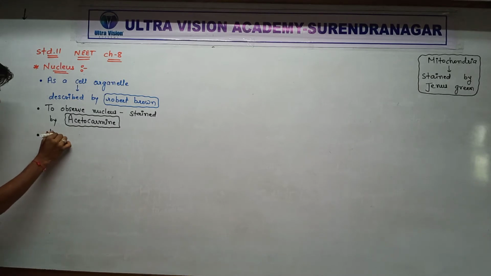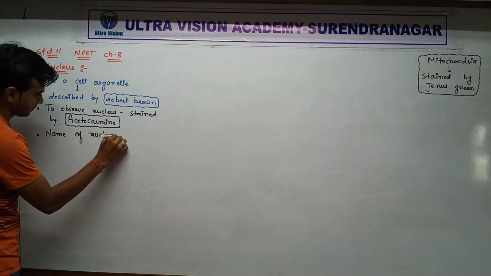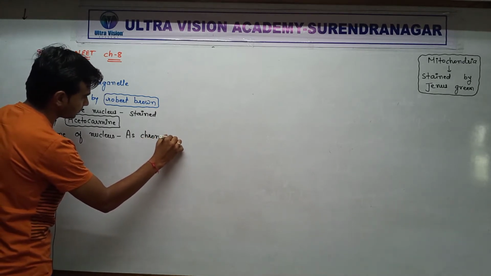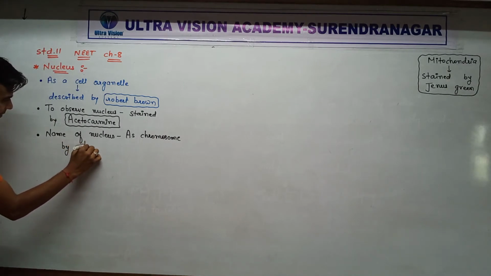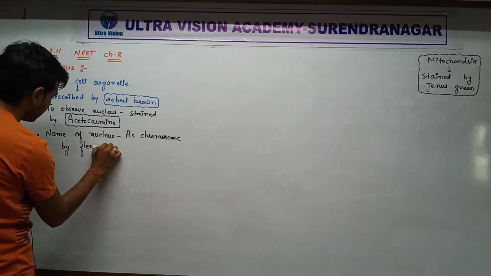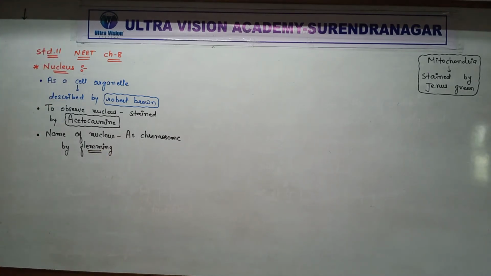The name of nucleus was given by Robert Brown. And Alexander Fleming, as you know, discovered the first antibiotic drug, that is penicillin, which is obtained from the Penicillium notatum fungi.